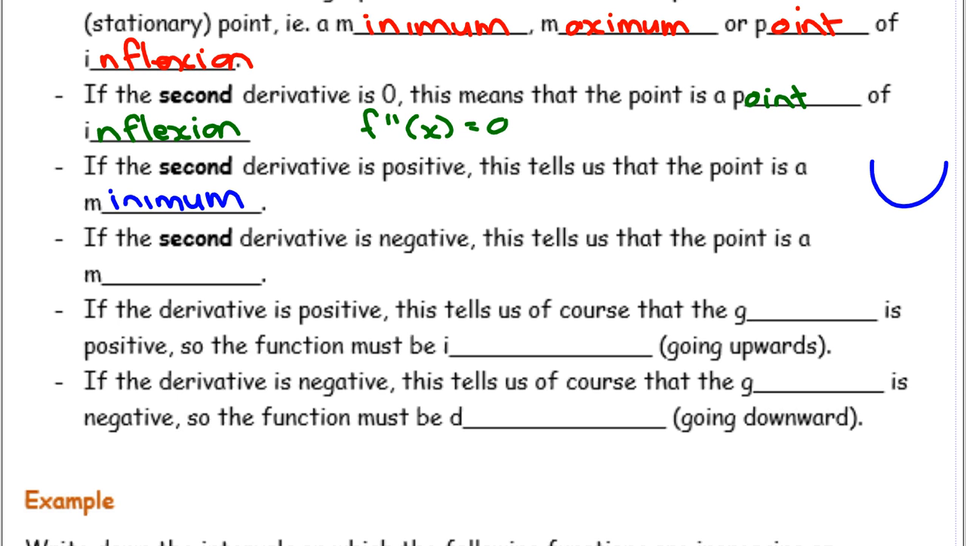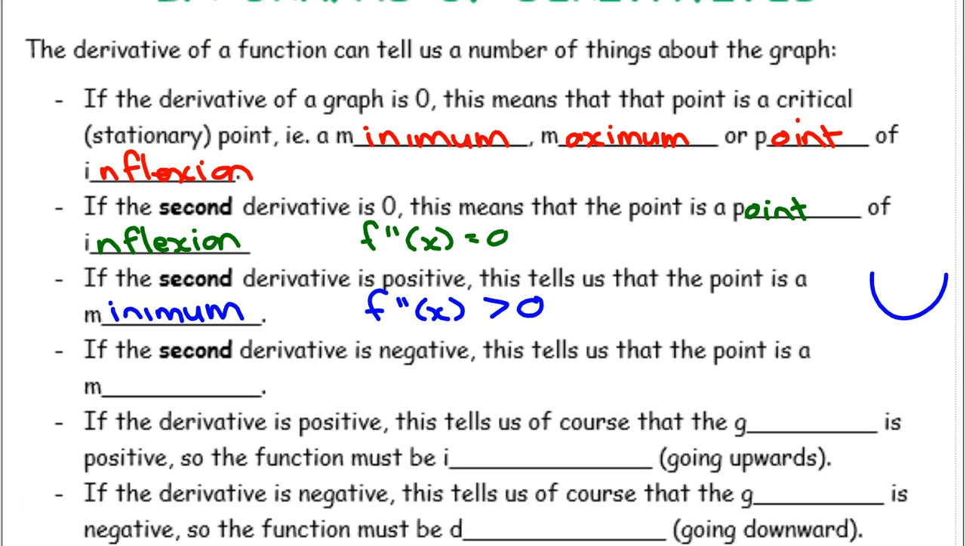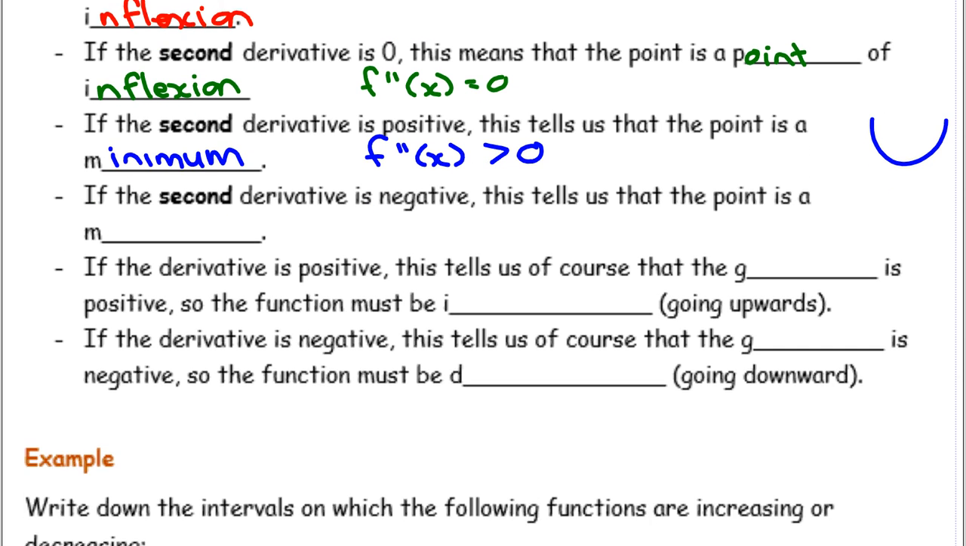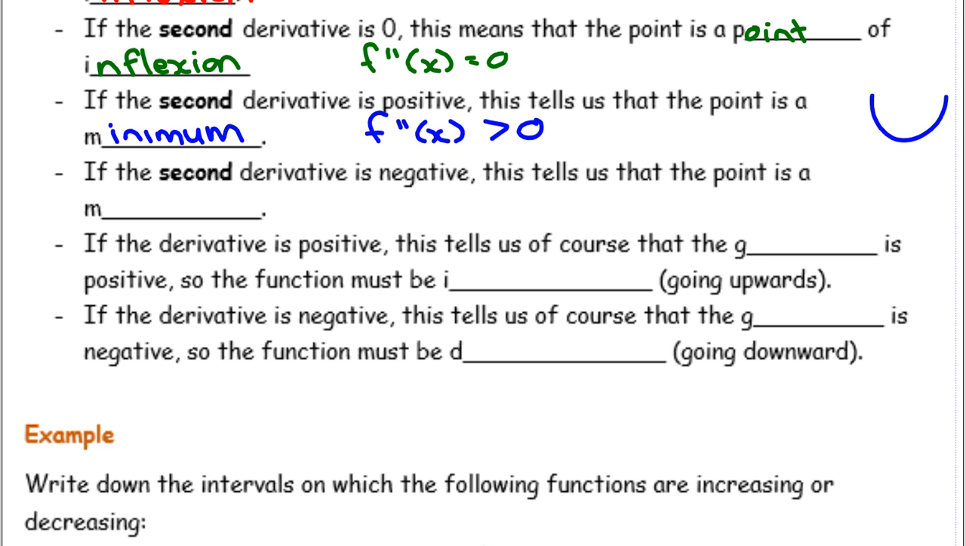How you would write that in symbols is f dash dash x is greater than 0. So rather than saying as a sentence that the second derivative is positive, they might say f dash dash x is greater than 0. It's another way of saying it too. Same thing, if the second derivative is negative, it's a maximum. The notation f dash dash x is negative means that it's less than 0. So if it's less than 0, it's a maximum.